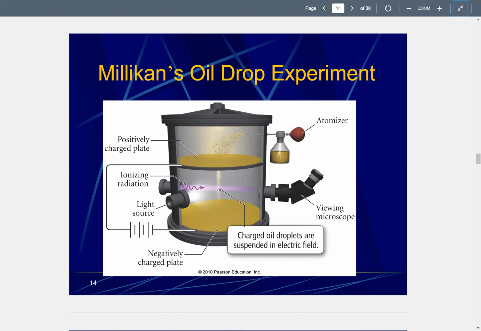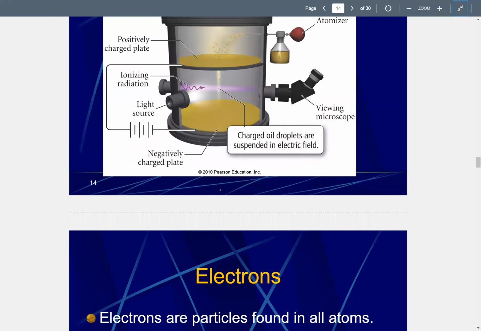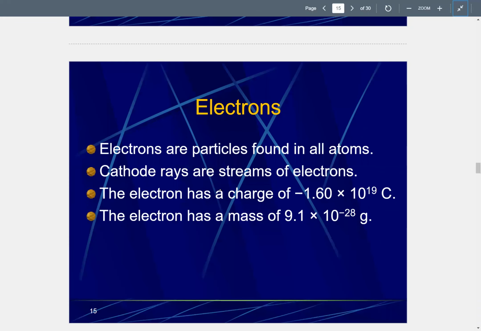So he could conduct this experiment, and then afterwards he could weigh the plates. He would have had the mass of the plates before, he has the mass of the plates after, and he could see what the mass was added to each plate. So the positively charged plate would be the mass of the electrons, and the negatively charged plate would be the mass of the positive stuff.